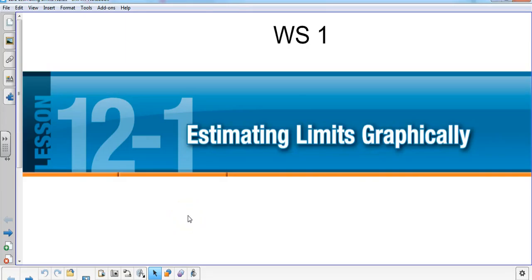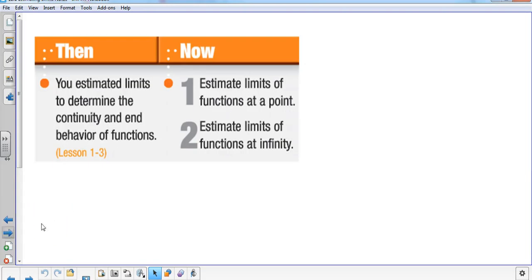This is the first lesson on limits, and I'm going to go over some things and some definitions before we start the actual notes worksheet. So if you'd be paying attention, that would be great.